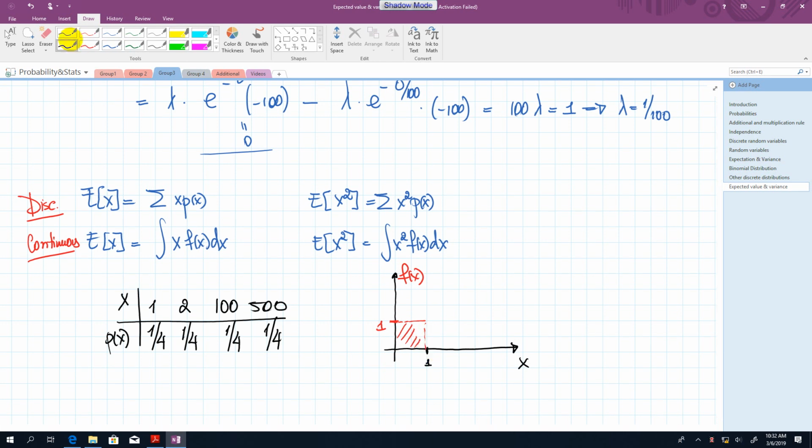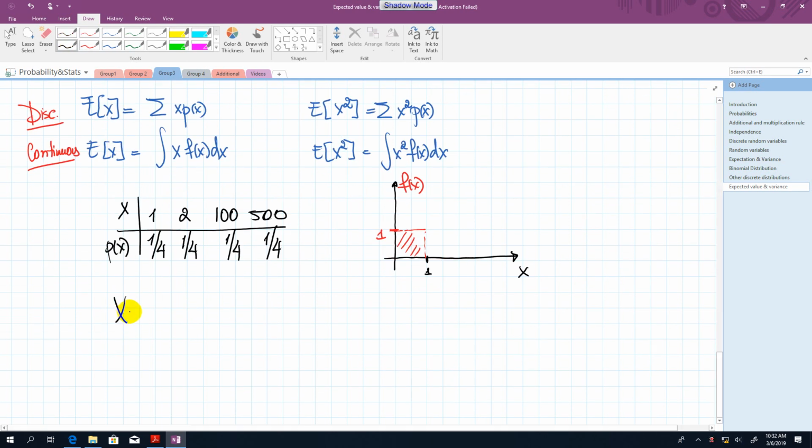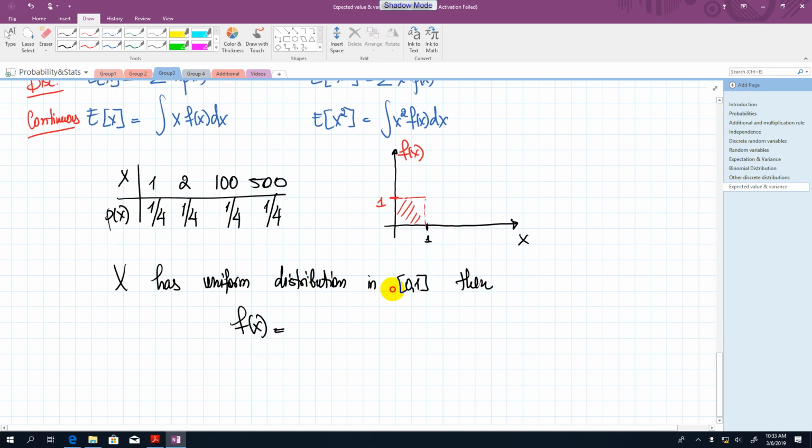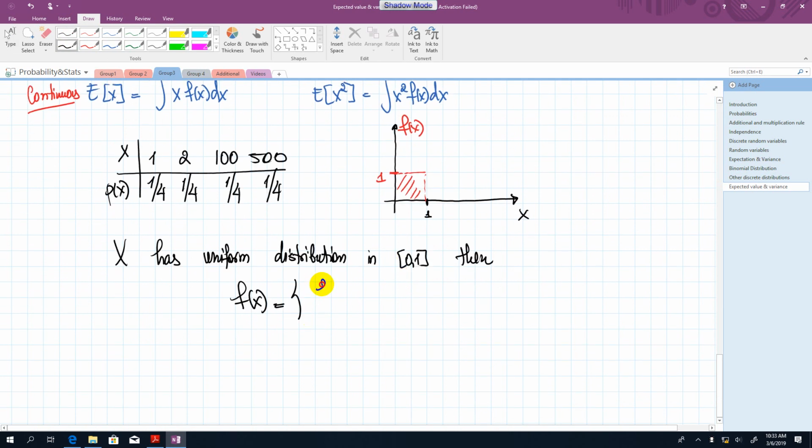So if x has the uniform distribution between 0 and 1, then the density function of this x is equal to 1 in the interval between 0 and 1, and 0 otherwise.